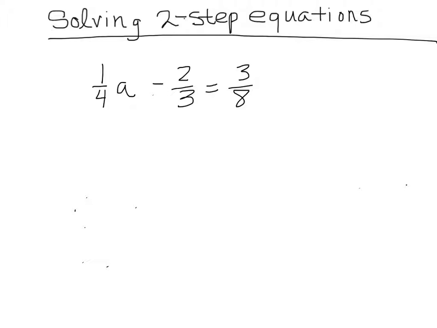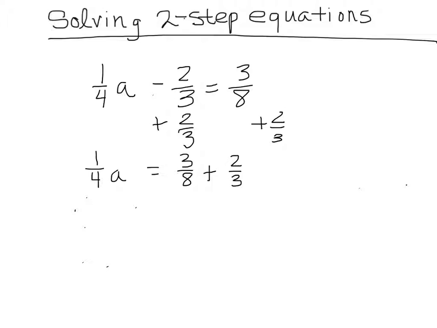Now what? Well, I'm going to add 2/3 to get it away from the a, and the minus 2/3 then balances with the positive 2/3, and it goes away. I'm going to add 2/3 on the other side because I want my equation to stay balanced. So I get 1/4 a is equal to 3/8 plus 2/3.